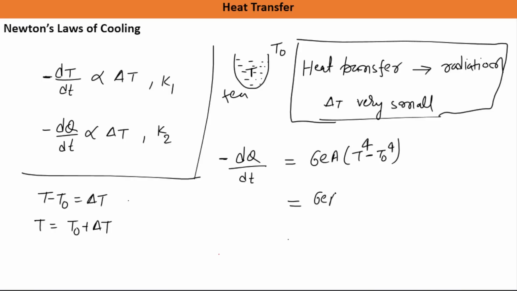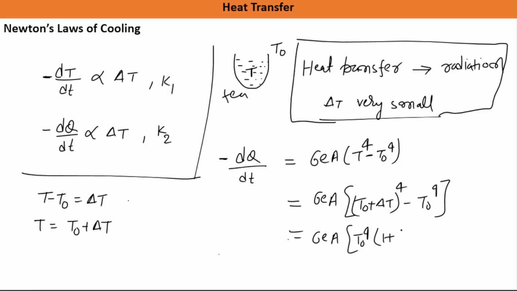So sigma EA T का power 4. T का वैल्यू मैं क्या रखने के लिए बोल रही हूँ? T naught plus delta T आप रख लो. So this का 4 power, right? Minus T naught का 4. Again you take the sigma EA, T naught को आप common ले लो. So T naught 4 and this will become 1 plus delta T by T naught, minus T naught का power 4, and this is to the power 4, right? So this is this one.